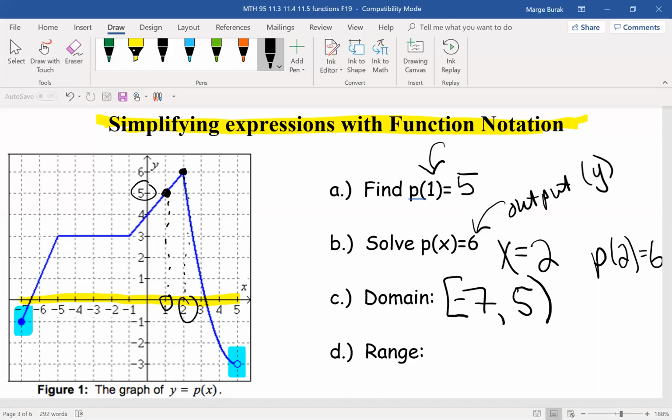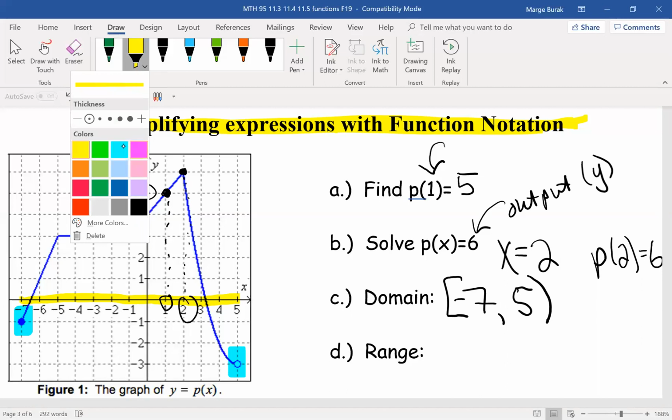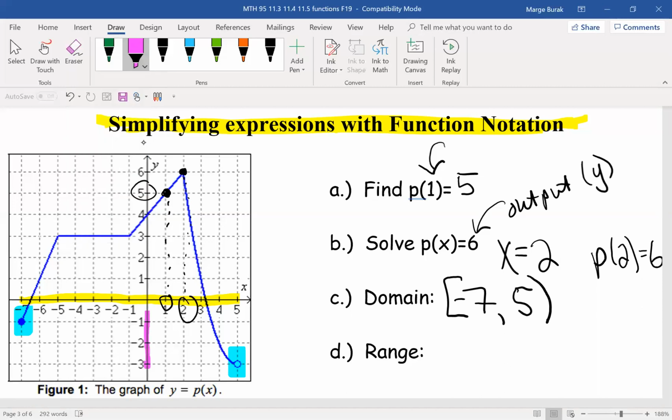Now the range is, let's change that to blue, pink. So the range goes, on the y-axis, from -3 all the way up to 6. And 6 is solid and -3 is not. So we'll go from, oops, can't use that if it's not solid, open -3 to solid 6. Okay, so that should be a little review.